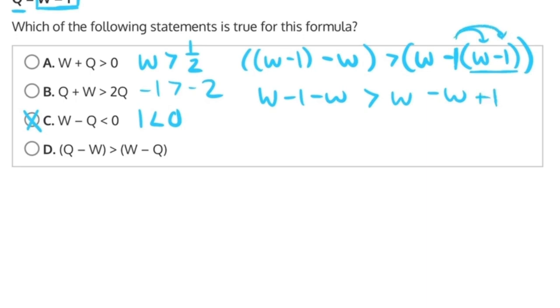Now we can simplify. We have positive w minus w on the left, which will just give us 0. They'll cancel each other out. And the same thing happens on the right-hand side. W minus w, they would cancel out, leaving us with negative 1 is greater than positive 1, which is an incorrect statement, making D incorrect.